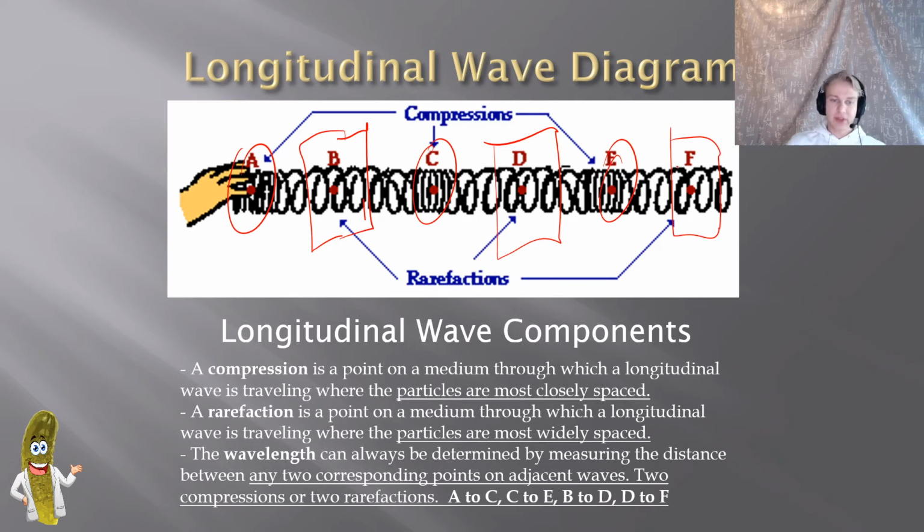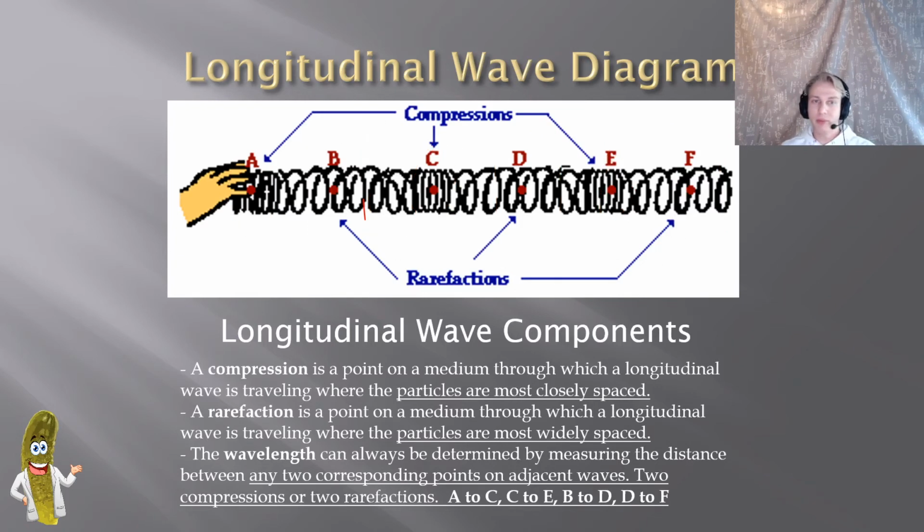And then the wavelength can always be determined by measuring the distance between any two corresponding points on the waves, two compressions or two rarefactions. So again, the idea is you want to go from one point and then go to the next point that looks identical. So if I wanted to measure a wavelength, I would go from A to C, and that would represent one wavelength. I could go from B to D. I could go from C to E, and those would all represent a wavelength.